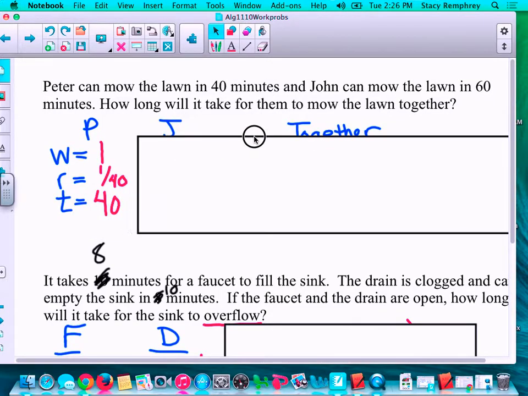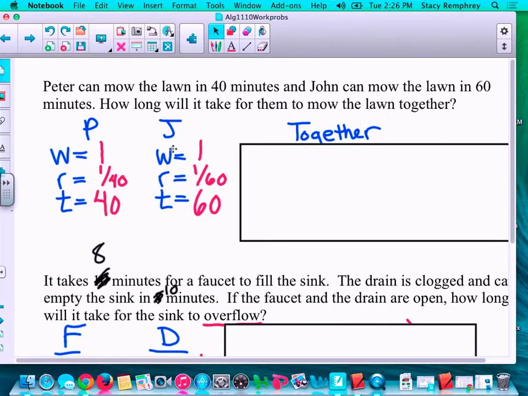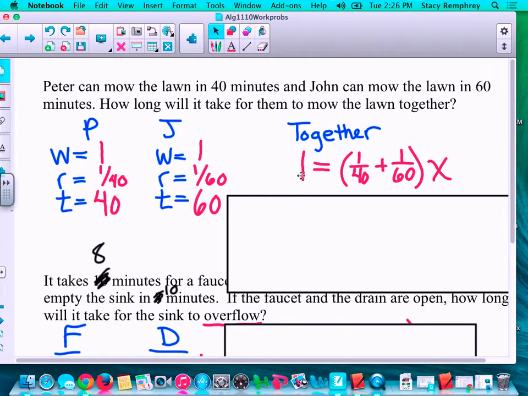So for Peter, you can see I filled in the work was 1. His time was 40. I talked to you about how the rate is always the work over the time. For John, I did the same thing. Okay, work was 1. Rate was 1 over 60, and the time was 60. Work is always 1 equals, when they're working together, I added their rates, and I don't know the time they work together. So notice this is different from the first one because the x is in a different location.